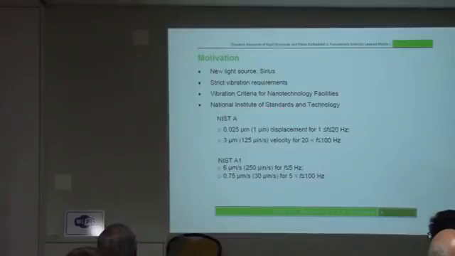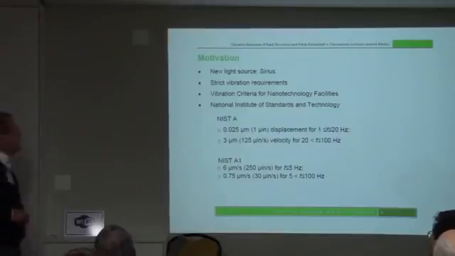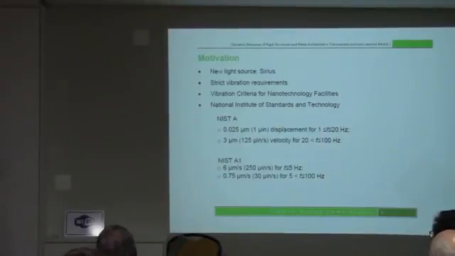If you take a look at the National Institute of Standards, they have issued two requirements, vibration criteria for nanotechnology facilities. It's been applied in the US for nanotechnology facilities. Two of them are complementary. NIST A, for instance, requires 0.25 micrometers maximum displacement for frequencies from 1 to 20 hertz, and 3 micrometers from 20 to 100 hertz. NIST I1 is another criterion, given in terms of speed, also for different frequencies. I wanted to show this because this is a very strict vibration requirement. This is nanoscale, actually, almost touching the nanoscale.